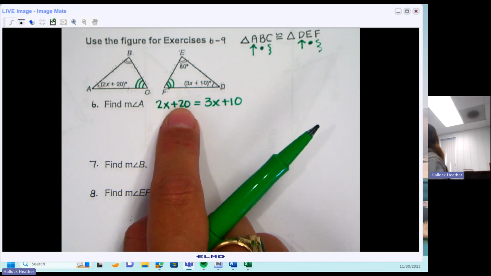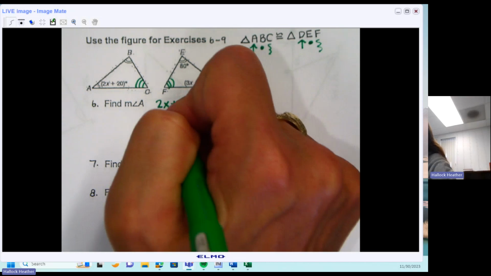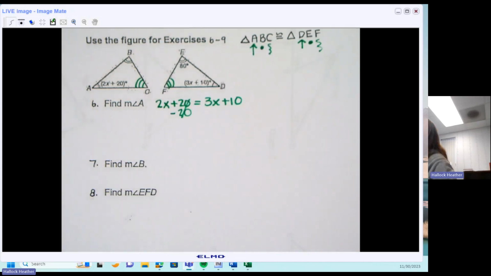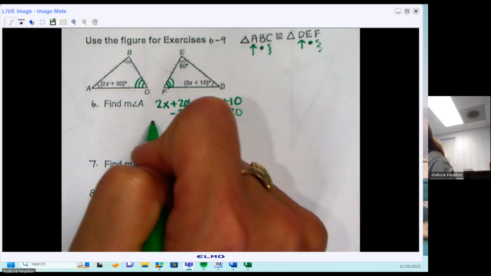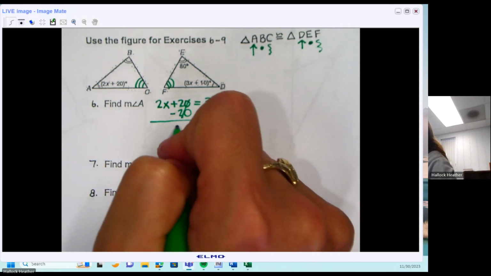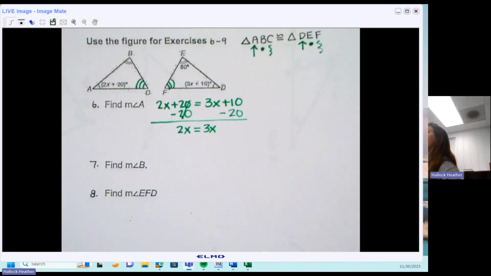So I'm going to move the 20. The 20 says plus 20, so I'm going to subtract it. Numbers have to go with numbers. So when I minus 20 to one side, it has to move to the 10 on the other side. And then what is 10 minus 20? Negative 10.